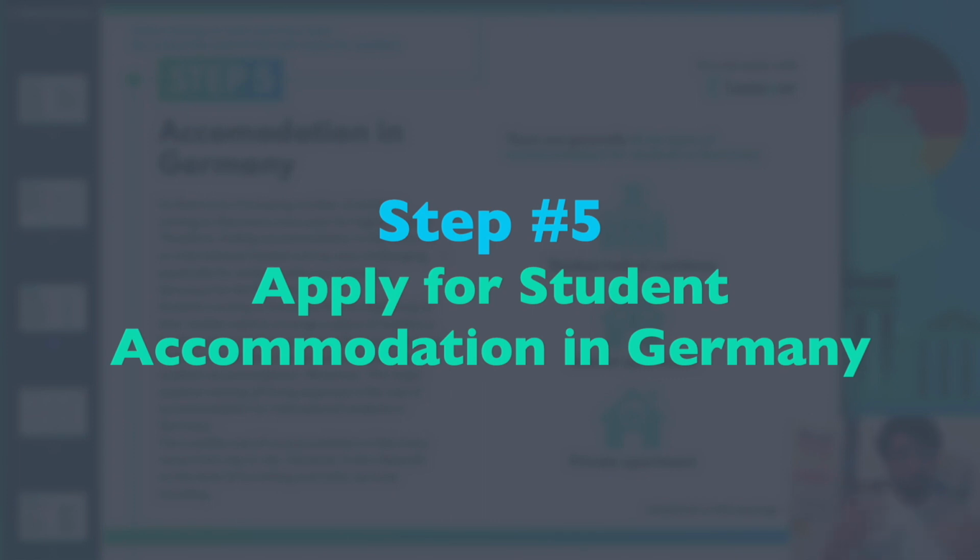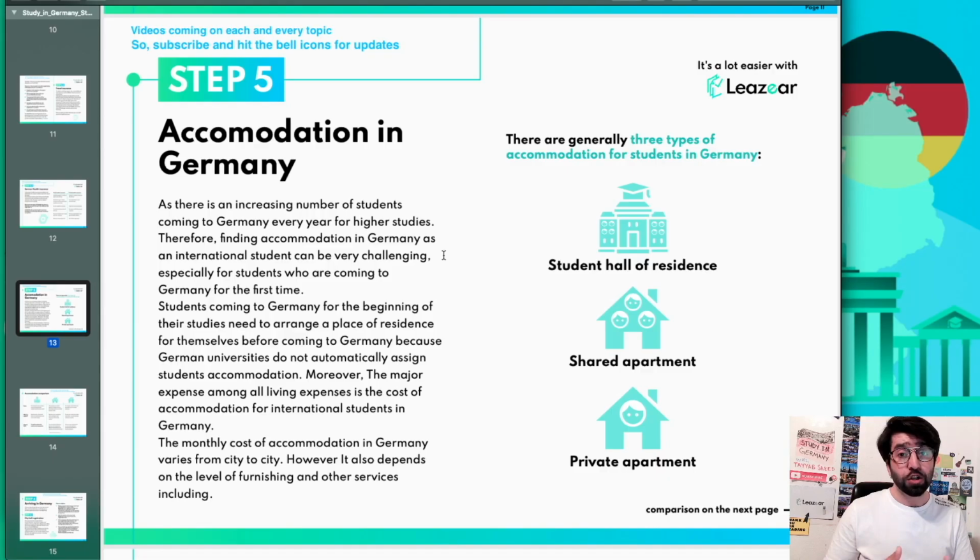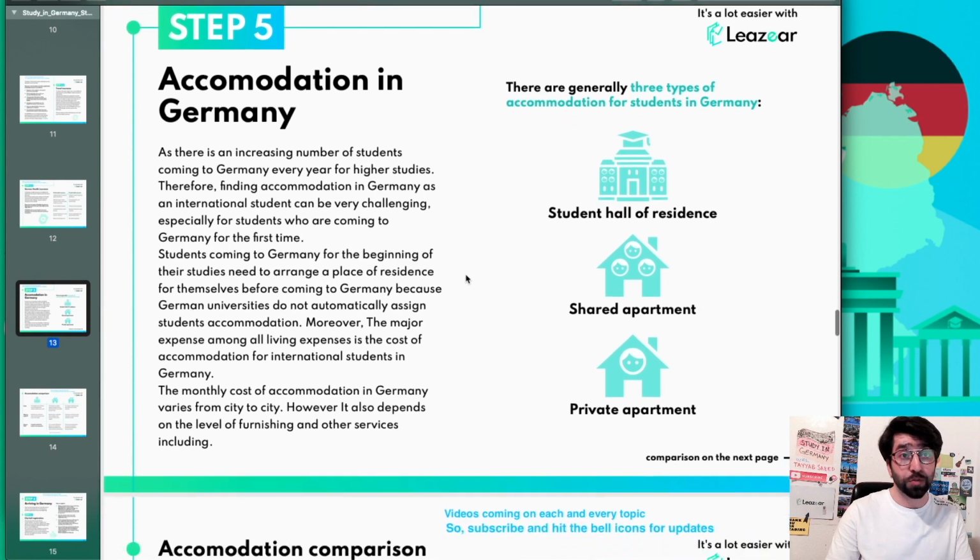Step number 5 is to apply for student accommodation. Make sure you have applied for student accommodation before your arrival. Either you're applying for student visa or you have already applied, but before your arrival, make sure you already applied for student accommodation because it takes a long time. You could be lucky to get it quicker.